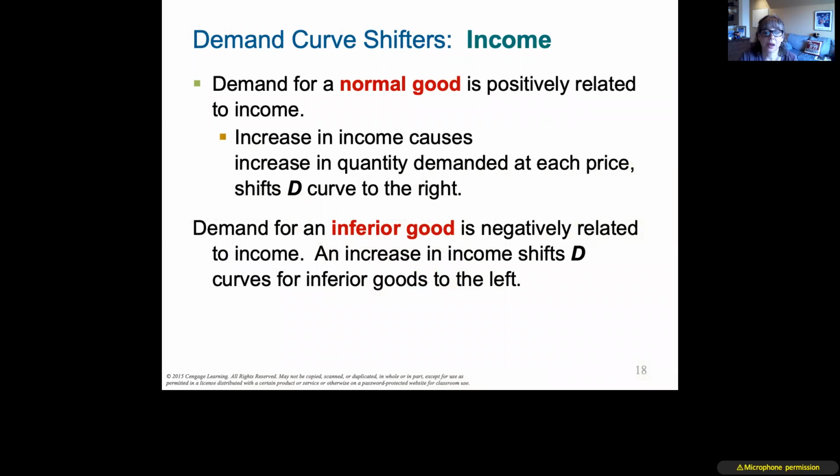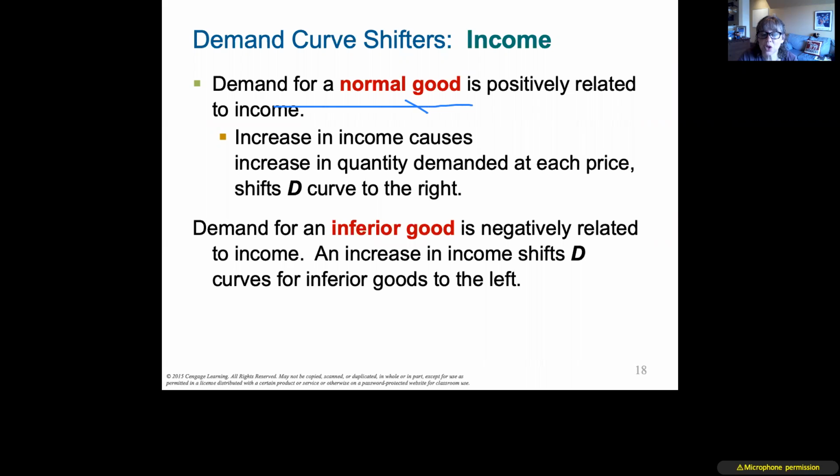Income. Now we get into normal and non-normal goods. No, normal and non-normal goods have nothing to do with marketing. It has everything to do with our behavior. The demand for a normal good is positively related to your income. What does this mean? This means that your income is directly associated with a normal good. So an increase in income causes an increase in demand at each price. Okay, so for instance, a normal good could be lattes.